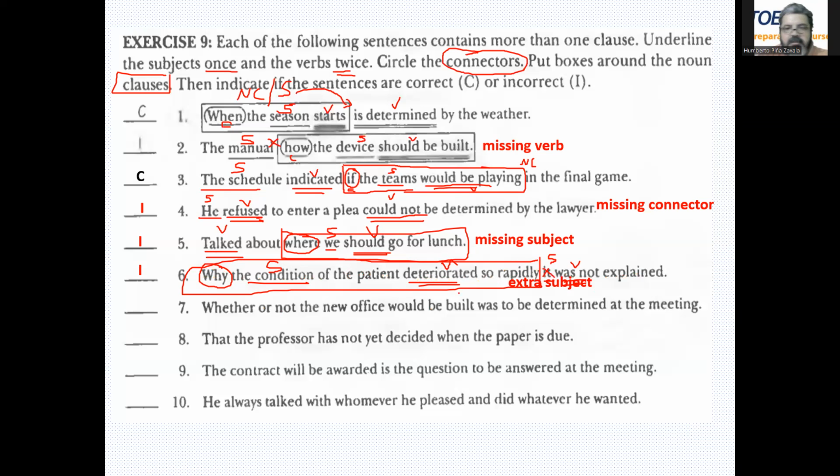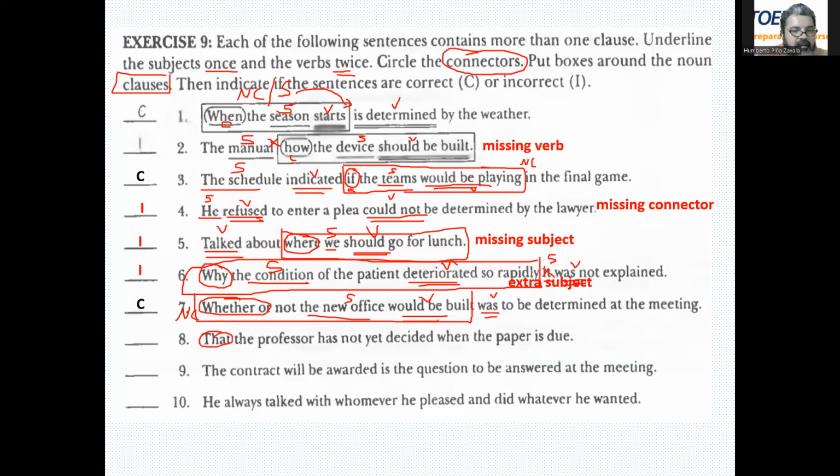So this it is an extra subject. "Whether or not the new office would be built was to be determined at the meeting." Okay, so the noun clause here should work as the subject for the verb was. It was to be determined at the meeting whether or not the new office would be built.